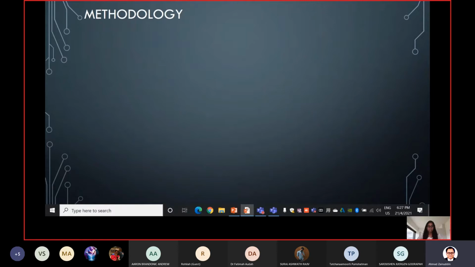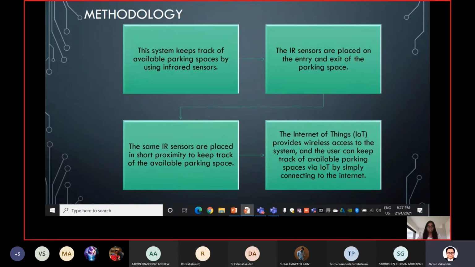Methodology. The car parking management system is an innovative system that can be applied to any parking lot. It uses infrared sensors to keep track of available parking spaces. The entry and exit of the parking space are equipped with infrared sensors, which automate the door operation. This system is completely automated and keeps track of available and non-vacant parking spaces, as well as preventing any additional vehicle entry if the parking space is full.